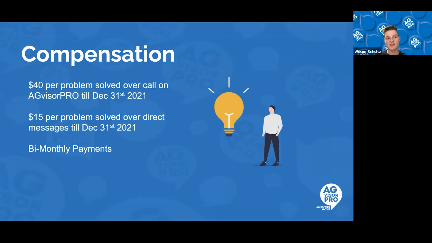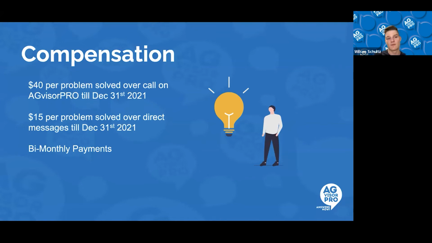So the way this is going to work is for every problem solved over a call on AGvisorPRO, you're going to get $40. We can't track if you give out a cell phone number, an email, or have the interaction outside of the app. But if you have it over AGvisorPRO, we're going to be sending you $40 for that connection. We're not charging the growers anything until the end of the year. This one's on us, so we will just be compensating you for that.